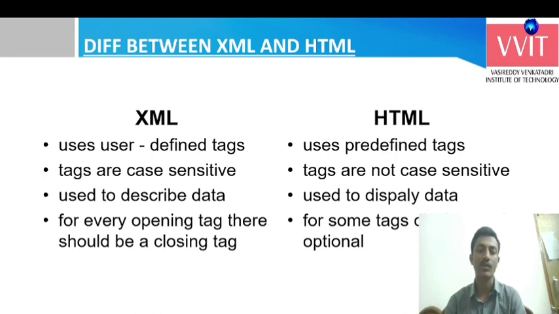Now see the difference between XML and HTML. XML uses user-defined tags. HTML uses predefined tags. XML tags are case sensitive, whereas HTML tags are not case sensitive. XML is used to describe data. HTML is used to display data. In XML, for every opening tag, there should be a closing tag. In HTML, for some tags there is no closing tag.